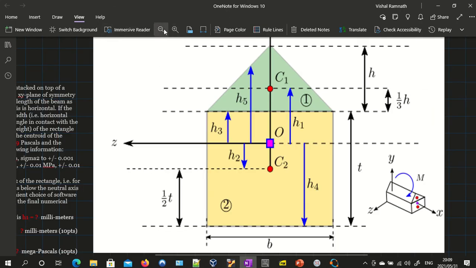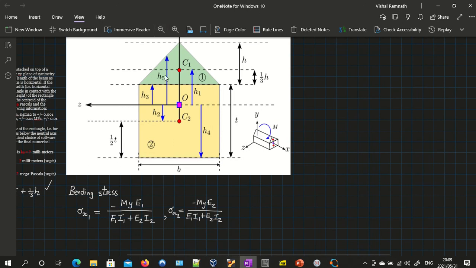We have a region 1, the triangle. We have a region 2. For any y value within the green triangle, the distance from the neutral axis to some point in the green will give us the stress for any point within the triangle, including the centroid C1. For the yellow rectangle, any distance y, either positive in this region over here or negative in that region, will give us the bending stress in the rectangle, including the centroid.